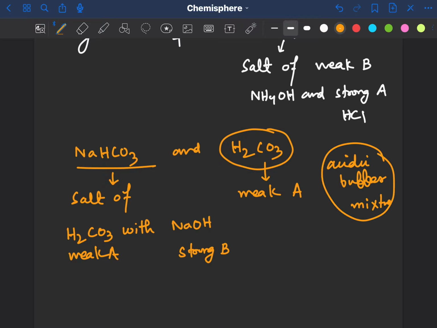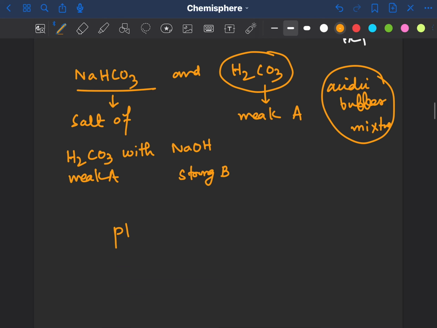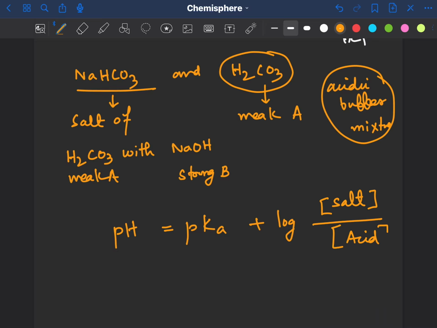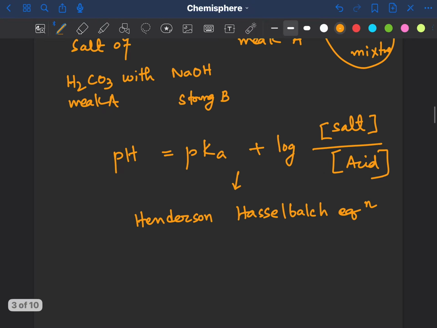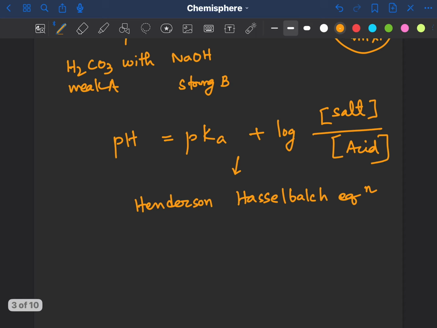Okay, cool. So therefore we can use the Henderson-Hasselbalch equation, which is pH is equal to pKa plus log of concentration of salt divided by acid. This equation is known as the Henderson-Hasselbalch equation.